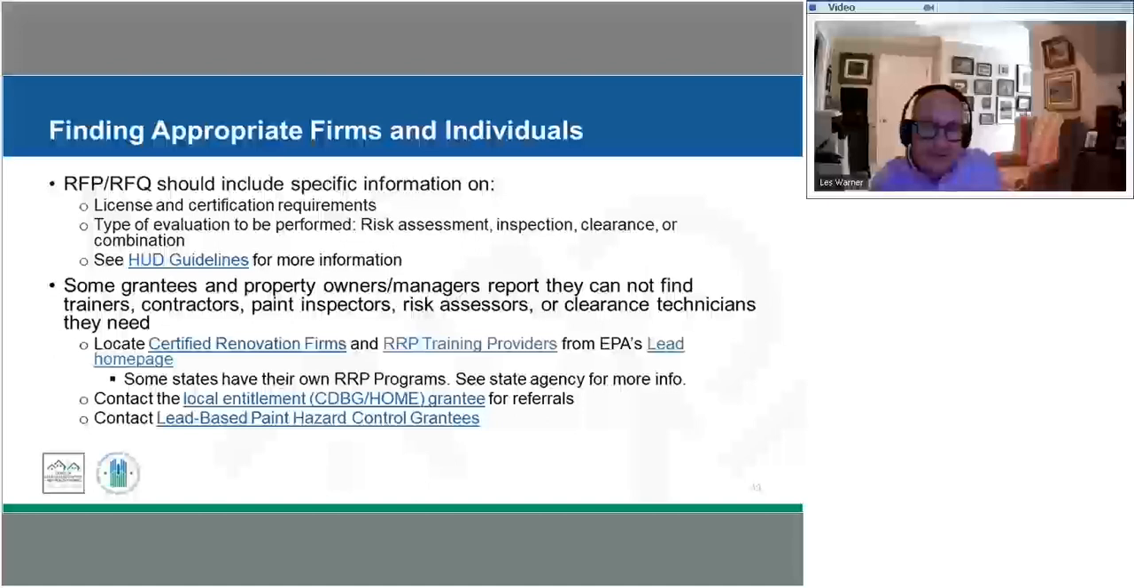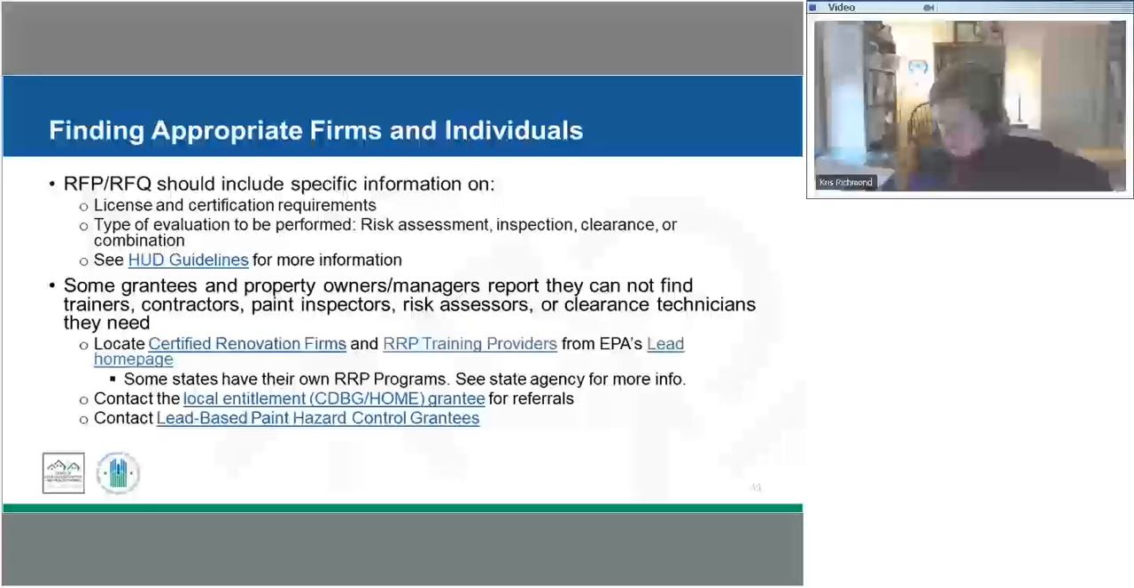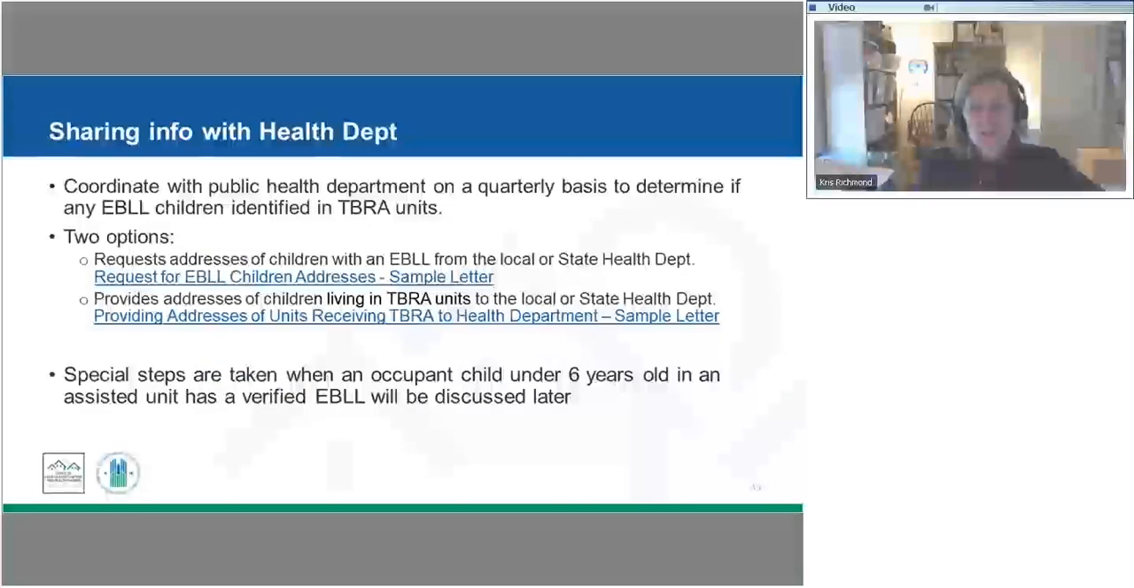Chris? Somebody asked if we could expand a little bit on the requirement of sharing information with the health department. That's on slide 43. Okay. There we go. You want to talk about that? Sure.